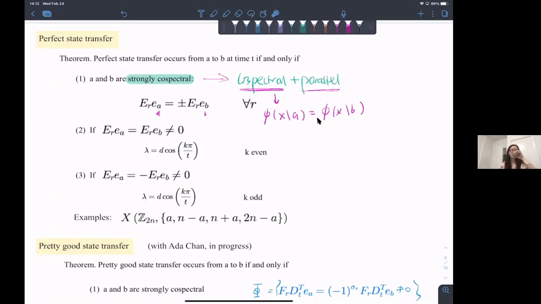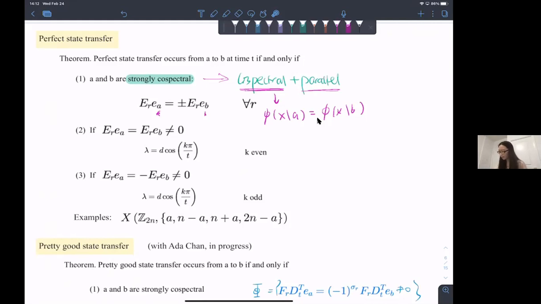Okay, just to be clear, so by saying perfect state transfer among two vertices, you mean with probability 1, you can go from one to the other. And for the pretty good state transfer, that probability is arbitrarily close to 1, right? Yes, that's exactly true. Thank you for the clarification. Sure.